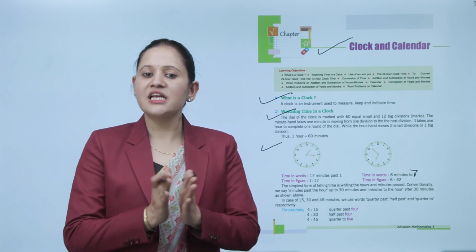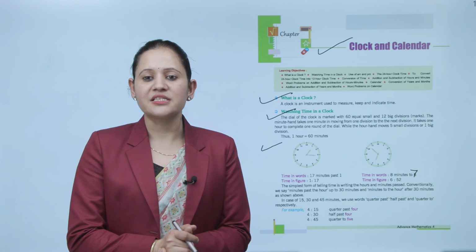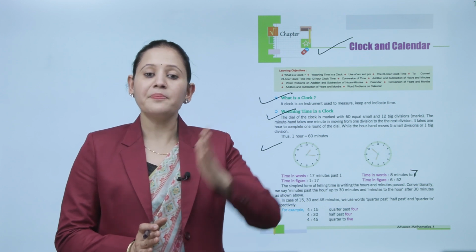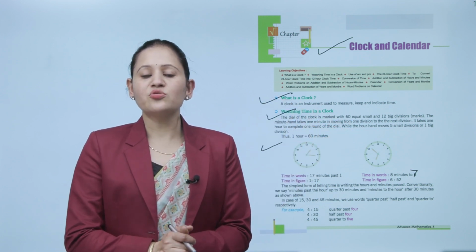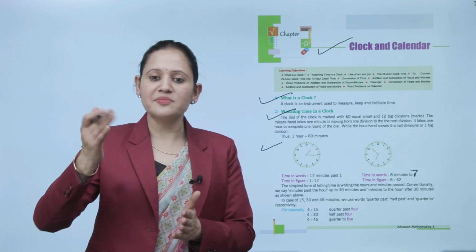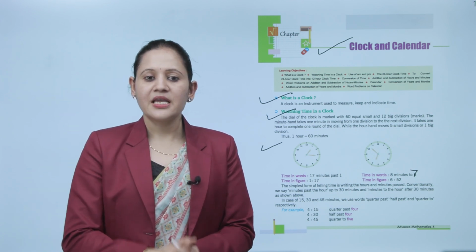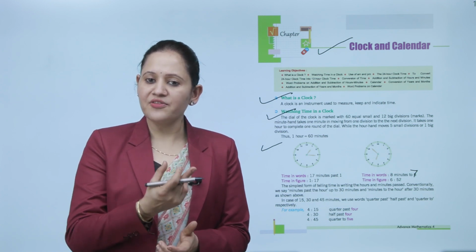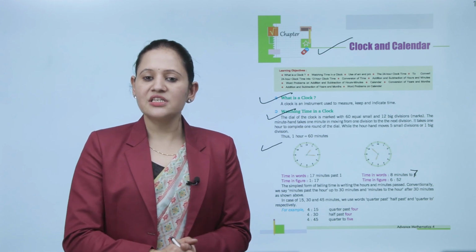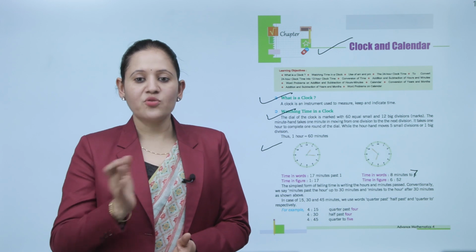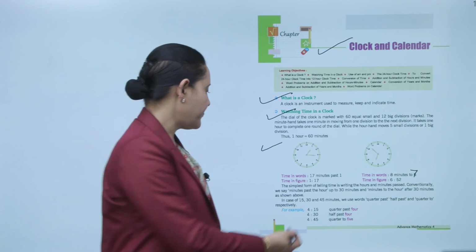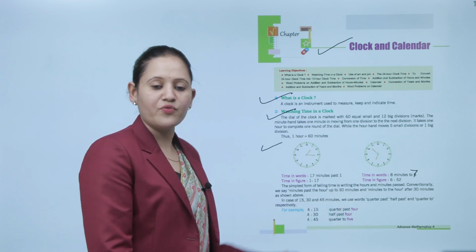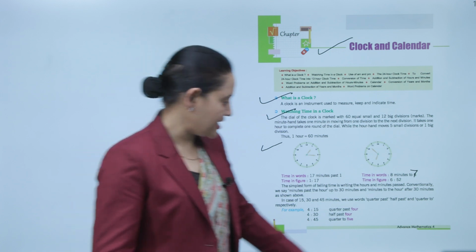The simplest form of telling time is writing the hours and minutes past. Conventionally, we say minutes past the hour up to 30 minutes. 30 minutes tak hum kehte hain minutes past. And minutes to the hour after 30 minutes. Uske baad ke 30 minutes pe next hour ke liye jo minutes hote hain. In case of 15, 30 and 45 minutes, we use the words quarter past for 15, half past for 30, and quarter to for 45 respectively. Like 4:15 quarter past 4, 4:30 half past 4, 4:45 quarter to 5, next hour.